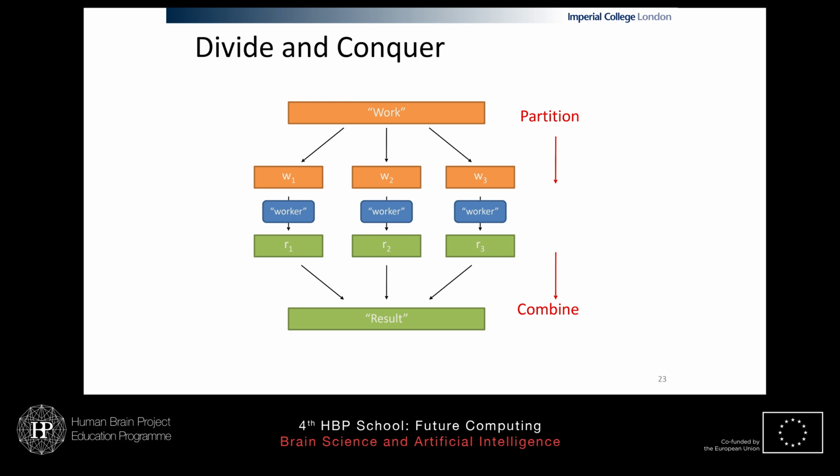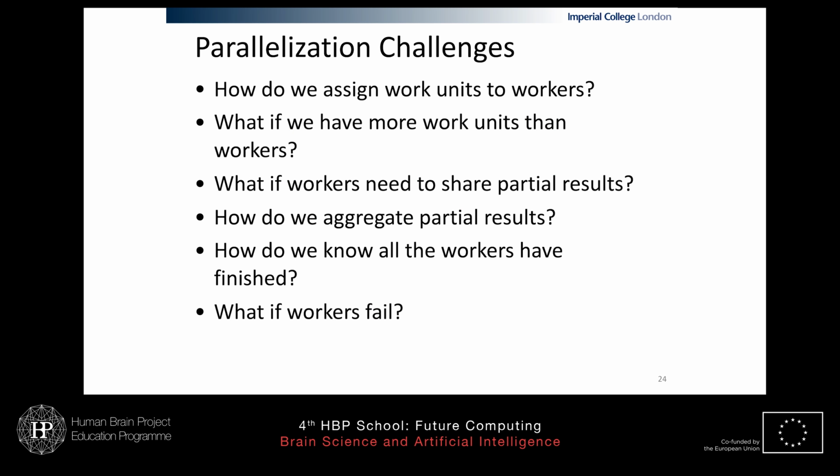So, it sounds simple, but there are a number of issues that we need to address. We want to parallelize this problem. We want to take the different partitions and have the workers work on them. How do we do that? There are a lot of questions here. How do you assign work to workers? What if you have more work units or partitions than workers? That one's probably pretty simple, in the sense that every worker will probably take several work partitions. What if workers need to share partial results? How do we aggregate partial results? How do we know all the workers are finished?